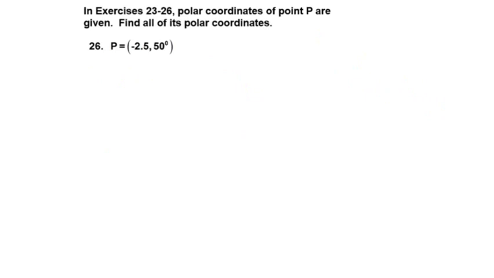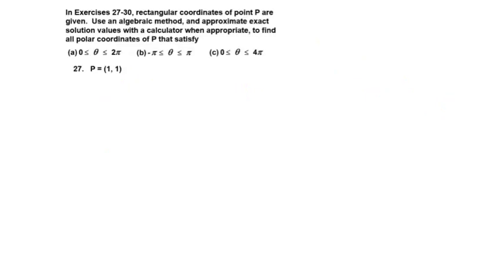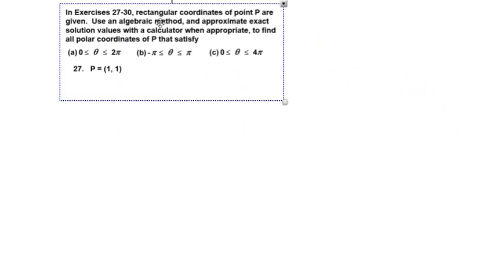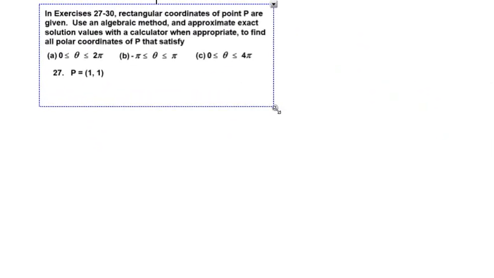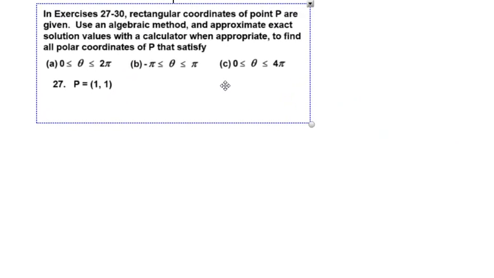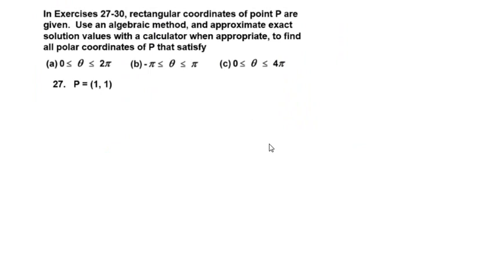Okay, we'll get to our next odd number problem, and this is a new set. In exercises 27 through 30, rectangular coordinates of point P are given. Use an algebraic method and approximate exact solution values with a calculator when appropriate to find all polar coordinates P that satisfy this value. So what we're looking at first is polar coordinates that satisfy theta between 0 and 2 pi. And we have P is equal to 1, 1.